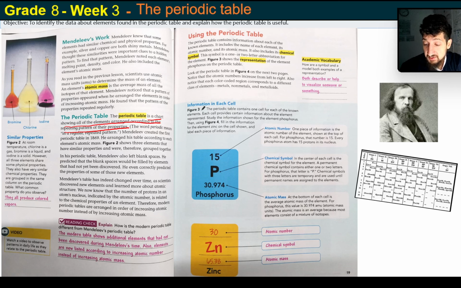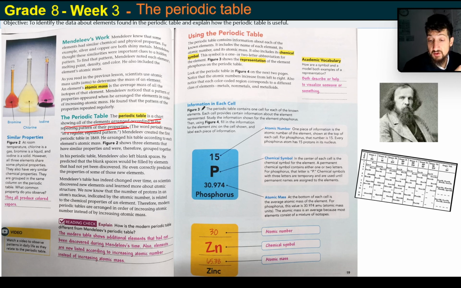Explain, how is the modern periodic table different from Mendeleev's periodic table? The modern periodic table shows additional elements that had not been discovered during Mendeleev's time. Also, elements are now listed according to increasing atomic number instead of increasing atomic mass. So back then, Mendeleev started off by listing the periodic table according to the atomic mass, which, as we know, is proton number as well as neutron number, both of them together. However, today we only go by proton number, which is the ID of the element.